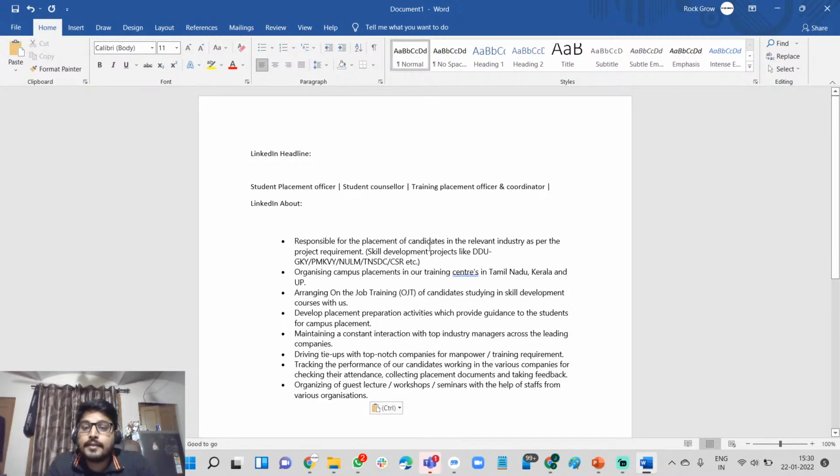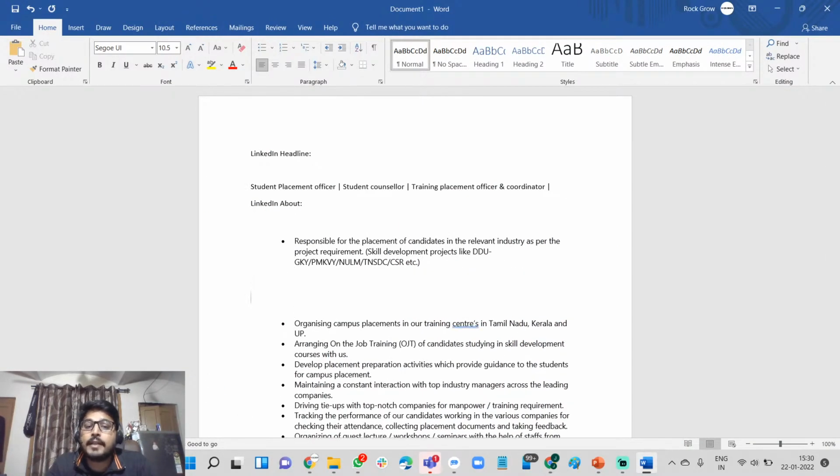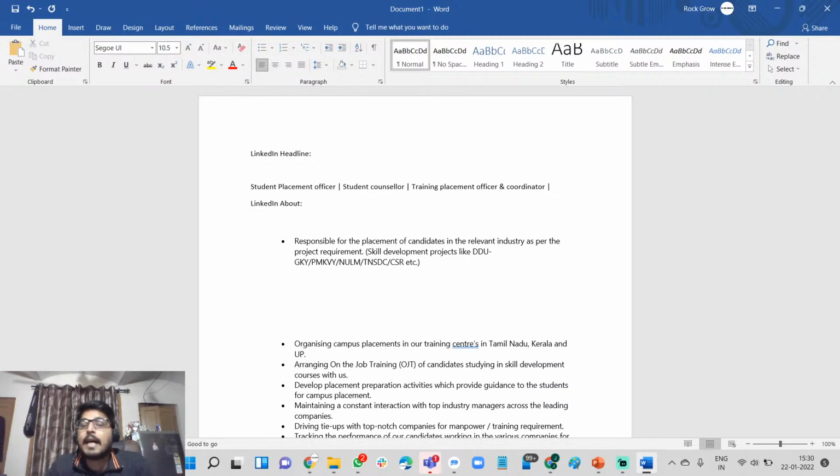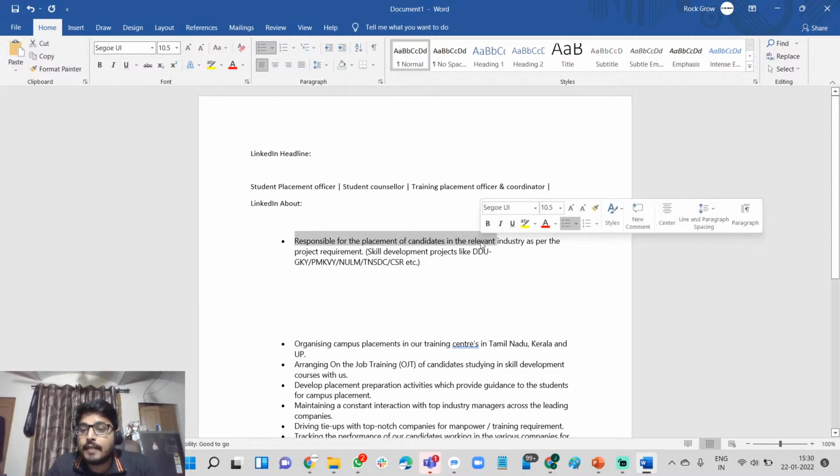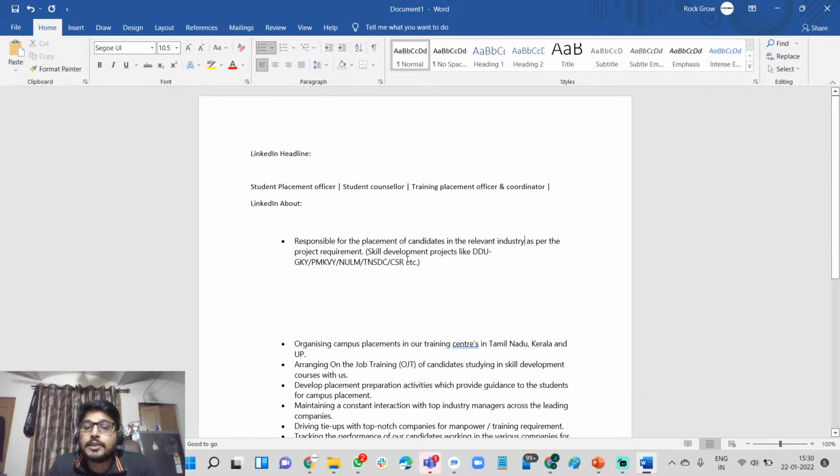So we're going to paste this. These are the requirements of this particular company. Now what we're going to do is understand the requirement. For example, I am Arnav, the placement coordinator of your college, and now looking for a full-time opportunity as a placement officer in another industry or company. When I apply to this job, I'm going to understand what exactly this company requires from me. The requirement is to be responsible for the placement of candidates in the relevant industry as per the project requirement. So based on the projects this company receives, I have to help students in their placement.